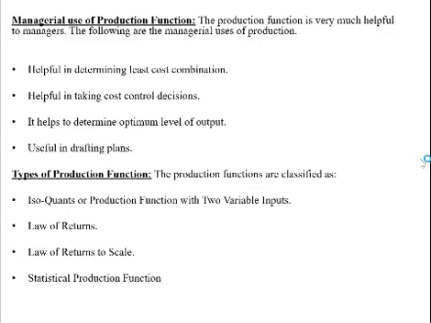Next, managerial uses of production function. It helps in determining the least cost combination, helpful in taking cost control decisions. It helps to determine the optimum level of output. It is useful in drafting plans. Types of production function: they are classified as isoquants, law of returns to scale, and statistical production function.